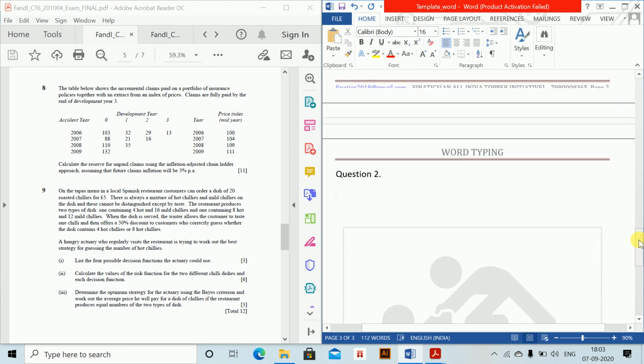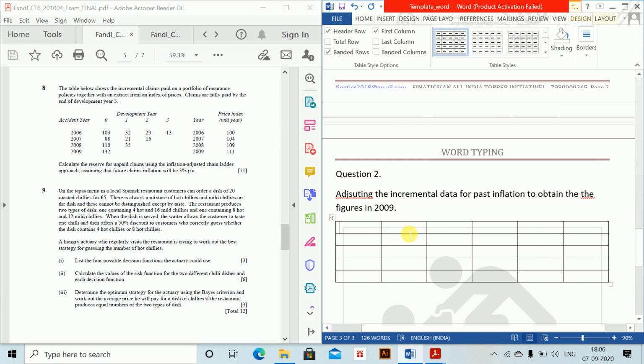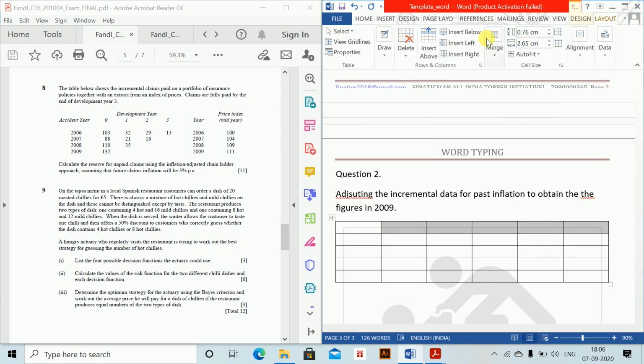So inflation adjusted method, again first adjusting the incremental data for past inflation to obtain the figures in 2009. So using the inflation index, you just need to create a table now. I'm creating extra only, so that it's easier to write, whether I have to merge cells or anything I can do. So merge cells, this is development year.